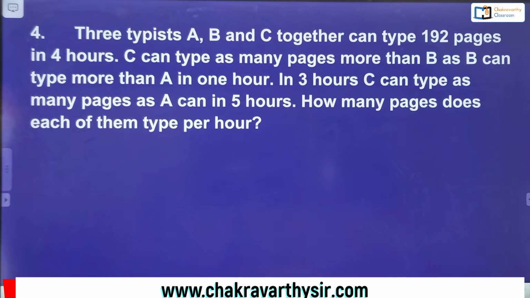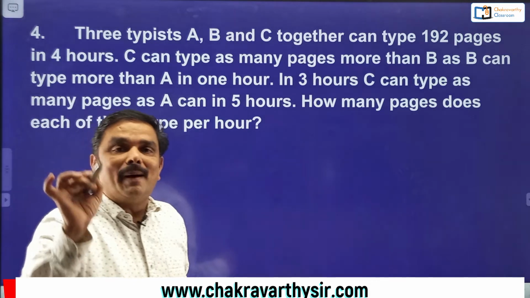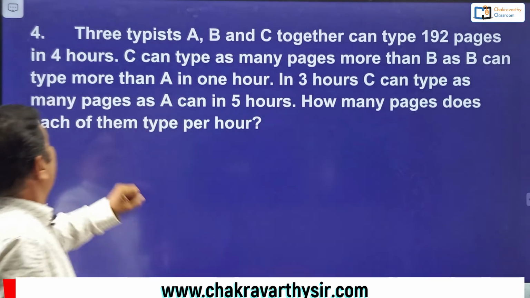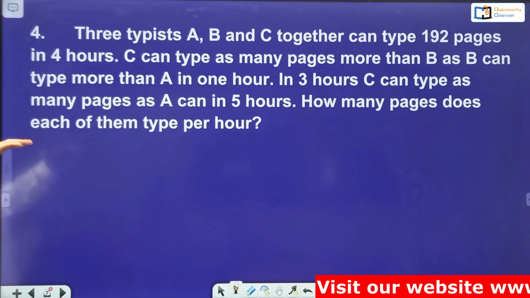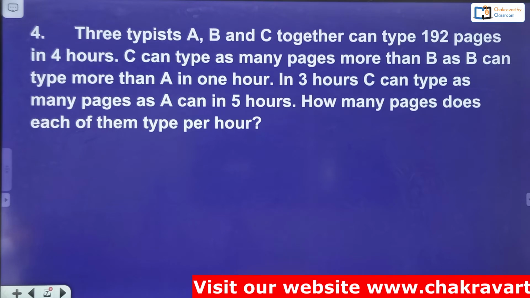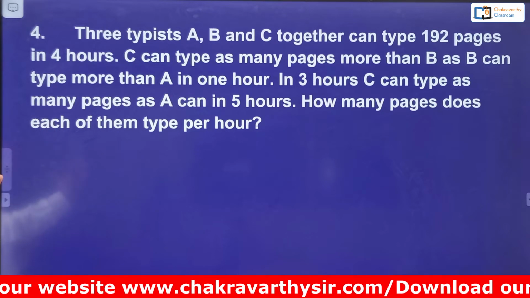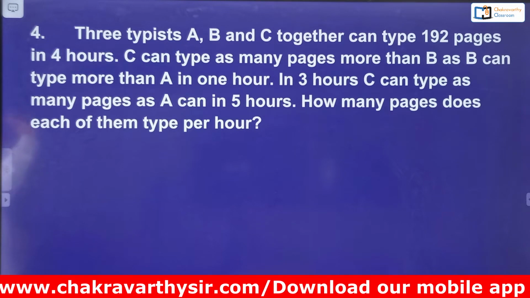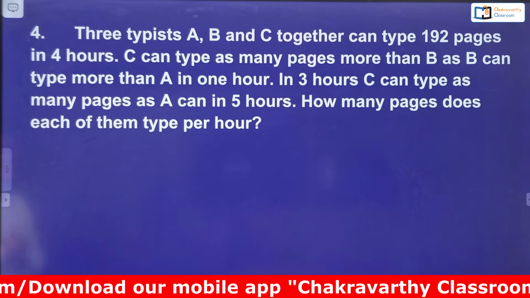Same type of question, the model is same, method is same, only numbers and variables are changed. Just pause the video here and try to do it by yourself. Okay, now what's this one? 3 typists, A, B and C together can type 192 pages in 4 hours. C can type as many pages more than B as B can type more than A in 1 hour. In 3 hours, C can type as many pages as A can in 5 hours. How many pages does each of them type per hour?